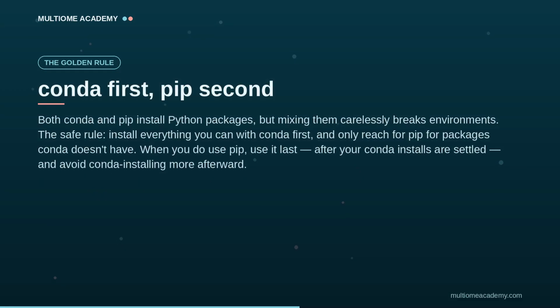Both conda and pip can install Python packages, but mixing them carelessly breaks environments. The safe rule: install everything you can with conda first, and only reach for pip for packages conda doesn't have. When you do use pip, use it last, after your conda installs are settled, and avoid conda installing more afterward.